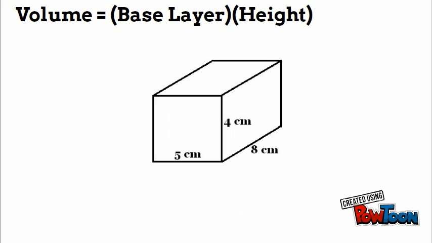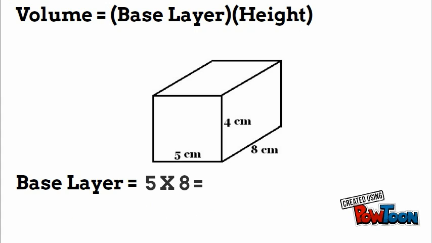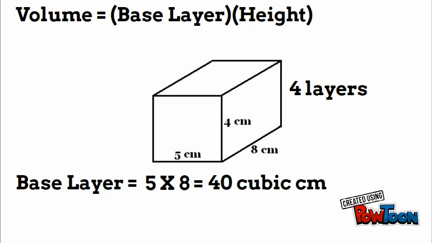Alright, let's look at one more example. Find the volume by multiplying the area of the base times the height. Here I'm given a prism with its dimensions of 5 by 4 by 8. Now my base layer is 5 times 8. So 5 times 8 gives me 40 cubic centimeters on that base layer. So I'm going to take 40 cubic centimeters and multiply it by the total number of layers, which is 4 layers.